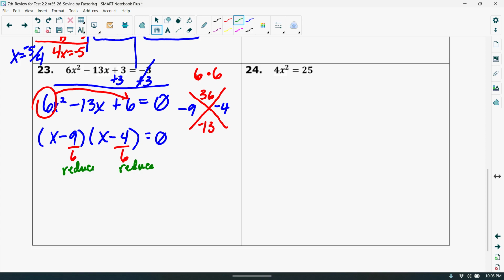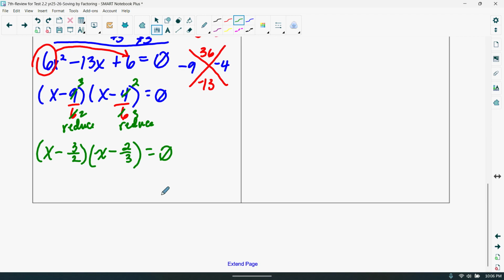We just need to reduce this binomial. So I know they have 3 in common, so really this becomes x minus 3 over 2. And here they have 2 in common, reduce it by 2, and this would be x minus 2 over 3 equal to 0. Because we're solving, I don't need to do bottoms up. That's the factor form. I need to solve each of these factors.